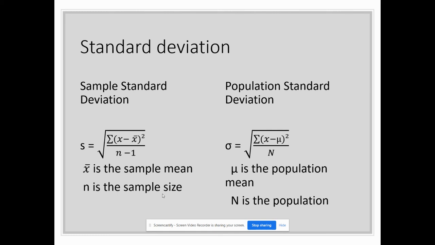Okay, here are the formulas. Again, why don't I care about the formulas? Because Minitab does it for me. You can have a sample standard deviation and you can have a population standard deviation. I'm really not even going to go into theory about this. I just want you to know it's how we tell how spread out the data is.